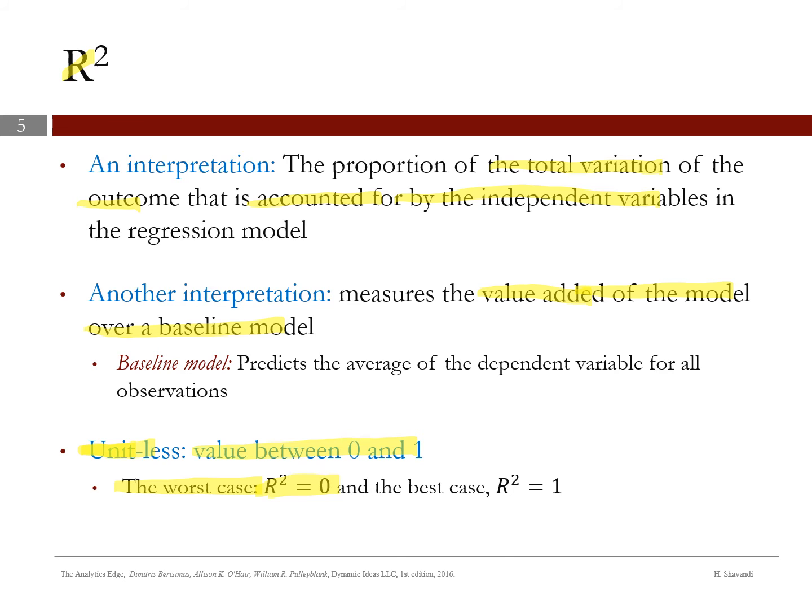So there is no value added here. And the best case would be R square equals 1. In that case, it shows the regression model is working much better than the baseline model. Okay, so this is the best case.